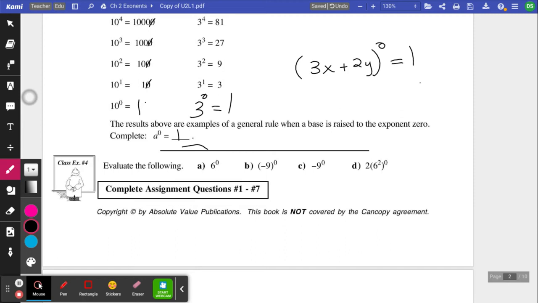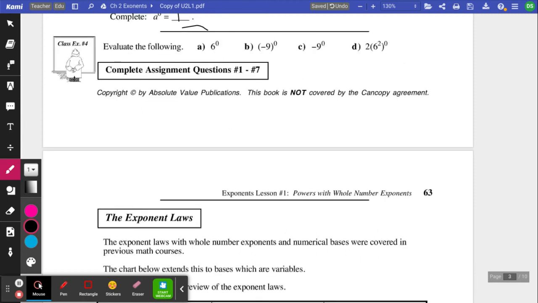So let's go down here and evaluate the following. Now let's be careful. What's the answer to part A here? 1. What's the answer to part B? 1. What's the answer to C? Negative 4. Oh, brilliant. This 9 to the 0 is not connected to the negative. 9 to the 0 is 1, but then there's a negative in front. How about letter D? Because this part is 1.